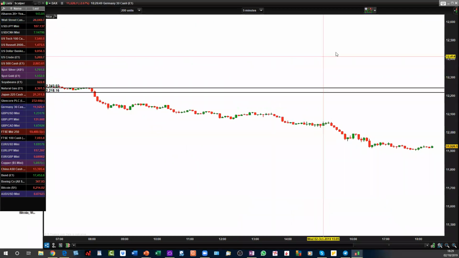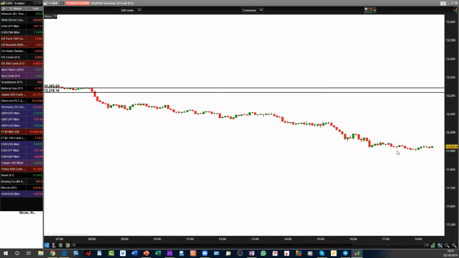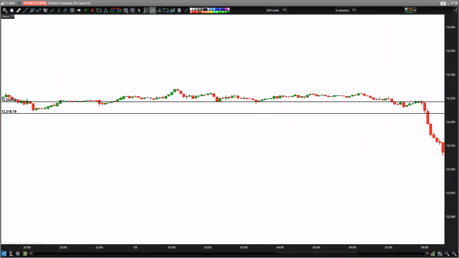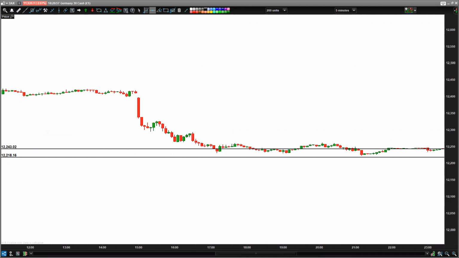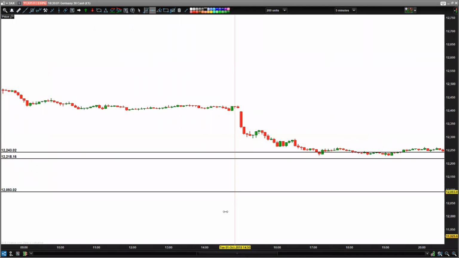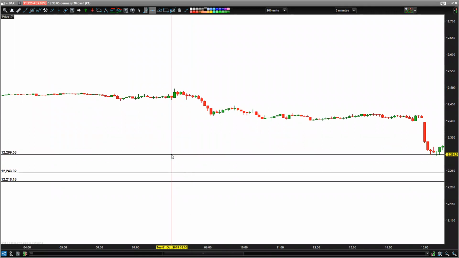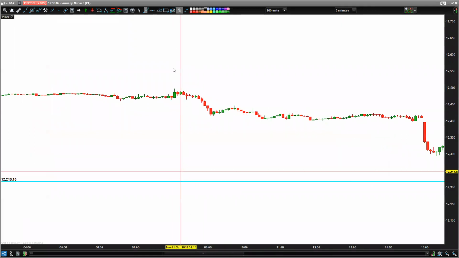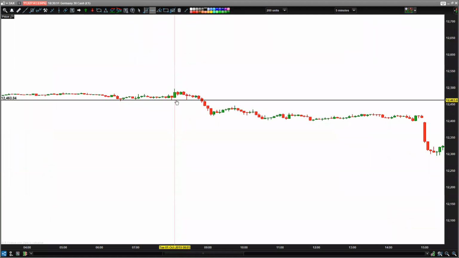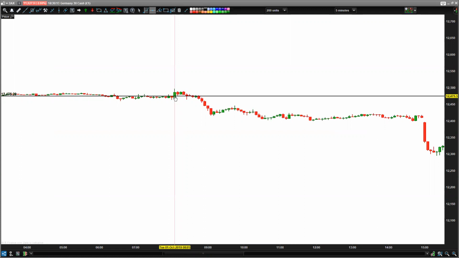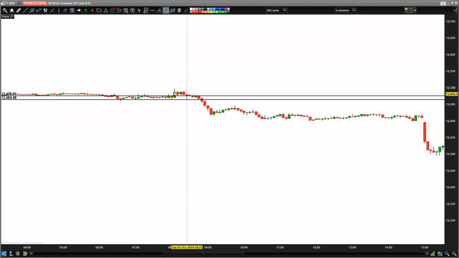Let's have a look at yesterday's action. Let's go back to yesterday's action. Where are we? Here we are. So let's take that off. This is yesterday's DAX. And this area up here was a key potential reversal area for us. I started shorting, I think from memory, around about here.